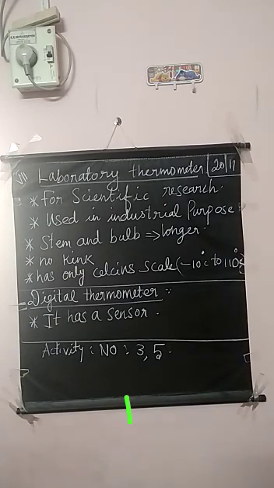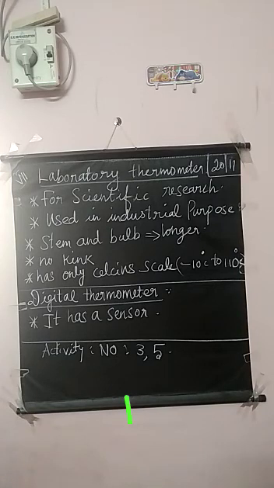The next one is the digital thermometer. Nowadays, in every home we have a digital thermometer, right? In digital thermometers we do not use mercury. There is no mercury. It has a sensor which can measure the heat that comes directly from the body, and we can measure the temperature of the body.